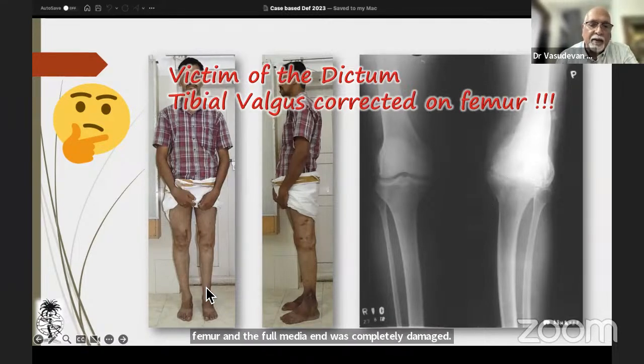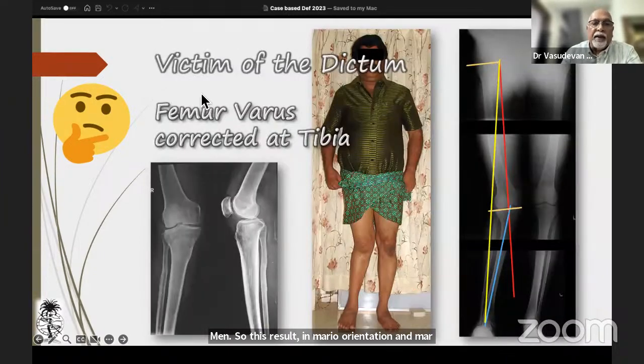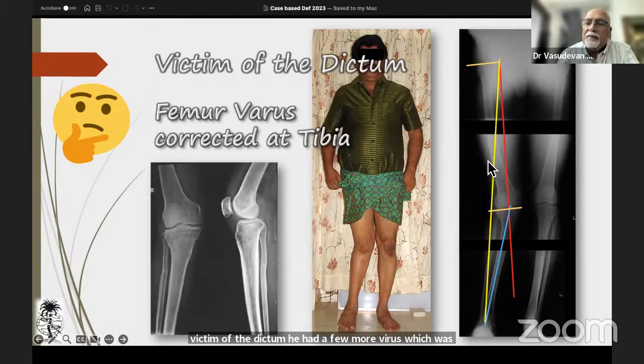See, his alignment is perfect. Even with good alignment, this resulted in malorientation, and malorientation can also damage the joint. This is another victim of the dictum. He had a femur varus, which was corrected in the tibia. And this fellow developed lateral compartment arthritis of the knee joint. He was advised a total knee replacement at the age of 50 years.